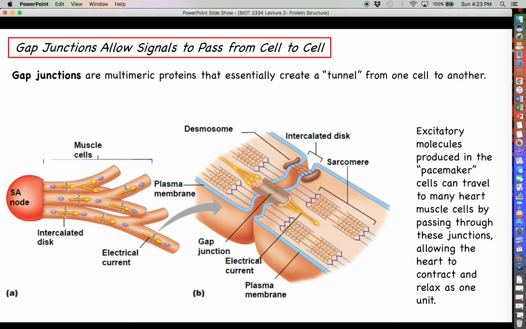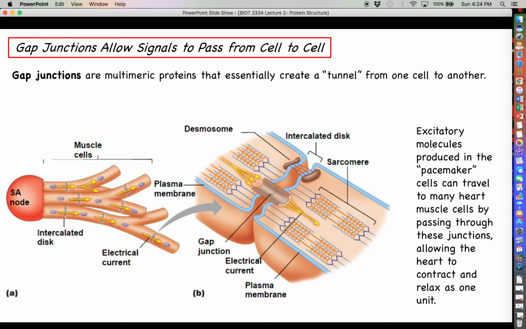So junction proteins, we said, basically either give a cell structural stability and rigidity, or they provide some special type of physiological function. In the case of gap junction proteins, which you can see one of right here, these are multimeric proteins that span across the membranes of two different cells that are right next to each other, and essentially create a tunnel from the inside of one cell to another.